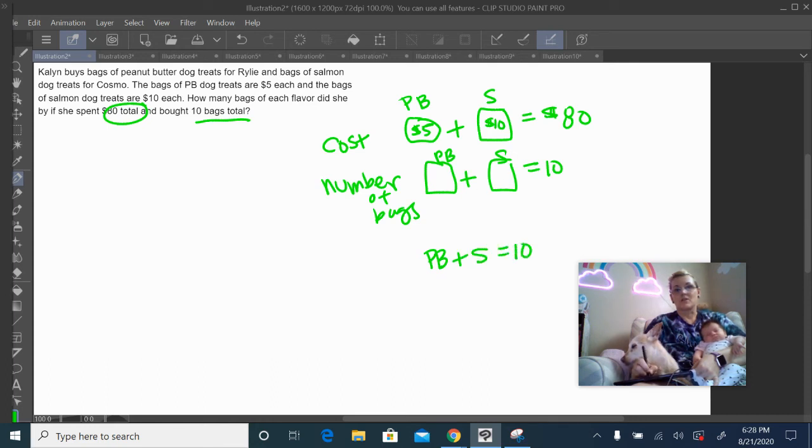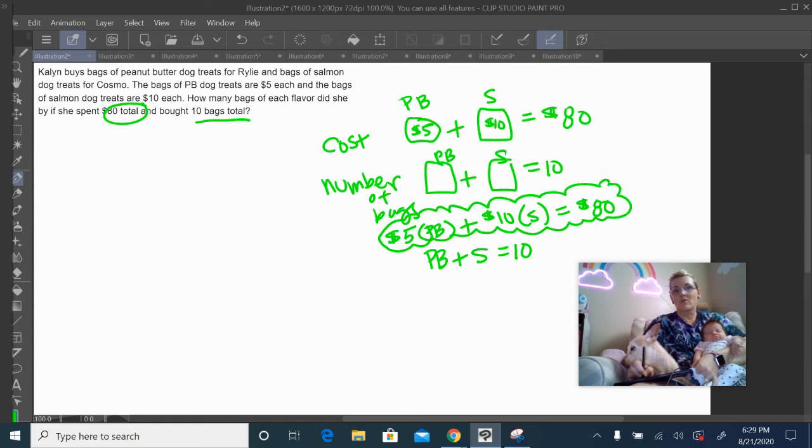So that's from the second equation. From the first equation, I know that if I buy one bag of peanut butter, I would spend $5. If I would have two bags, $10. So basically $5 times however many bags of peanut butter plus $10 times however many bags of salmon I get is going to be equal to $80. Okay, and I'm going to make a little cloud around that because that's kind of the basis of our problem.